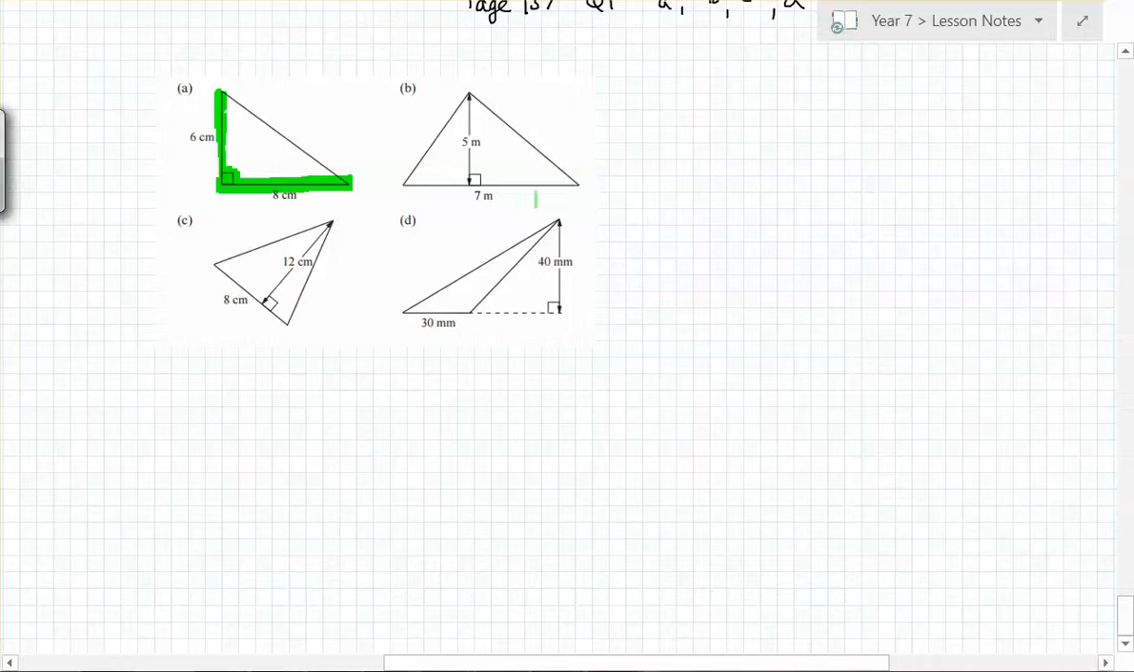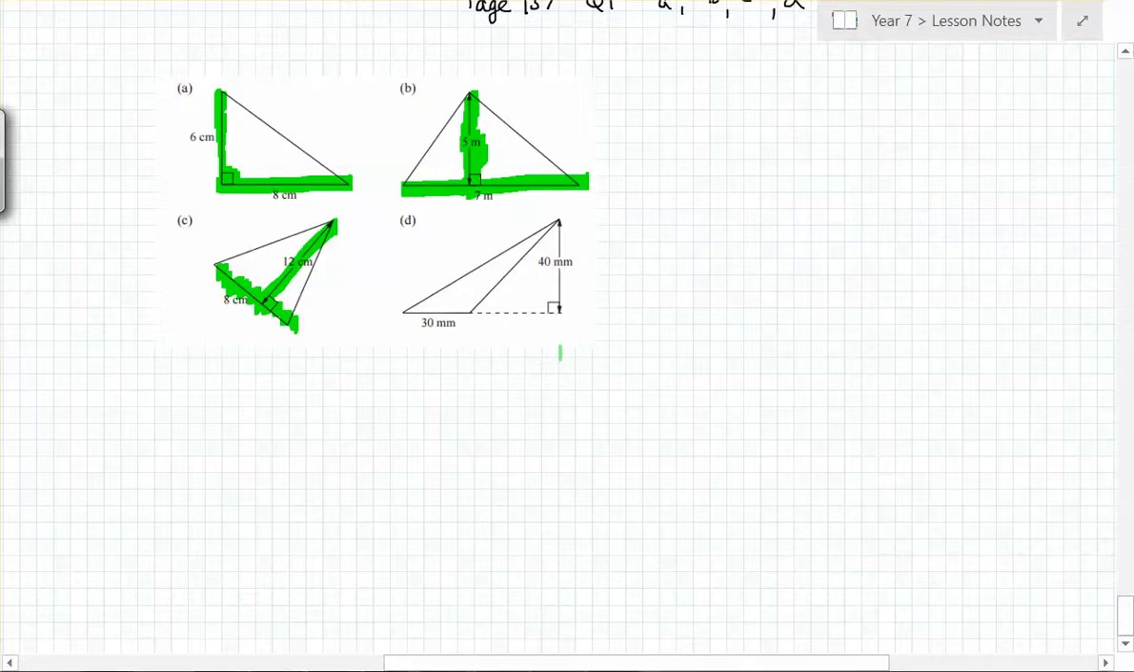Base and height of B. Base is 7 and height is 5. Oh, so it's already got that. These ones are quite nice. Because I've already got the base here. It is 8 centimeters and the height is 12 centimeters. Yeah, good. They put that on a slant so that you don't always think height goes straight up.